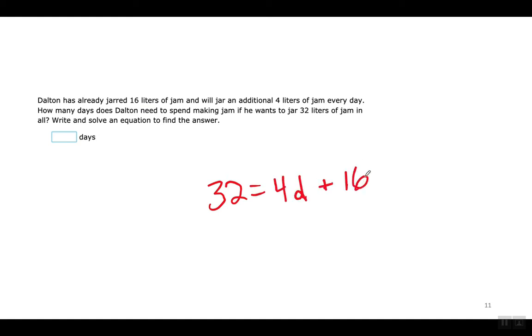So he has 16 liters of jam already jarred. He's going to jar an additional 4 liters per day. And in total, he wants to have 32 liters of jam. And the question is, how many days? How many days? We got to solve for D. How many days is it going to take for him to get 32 liters of jam?